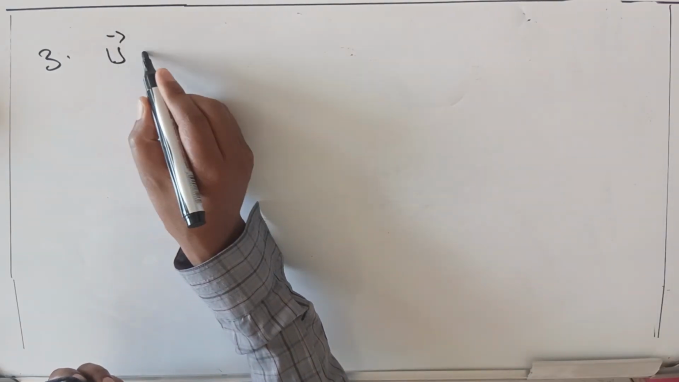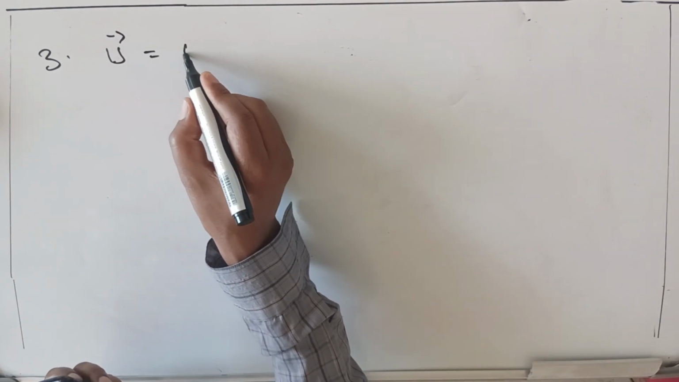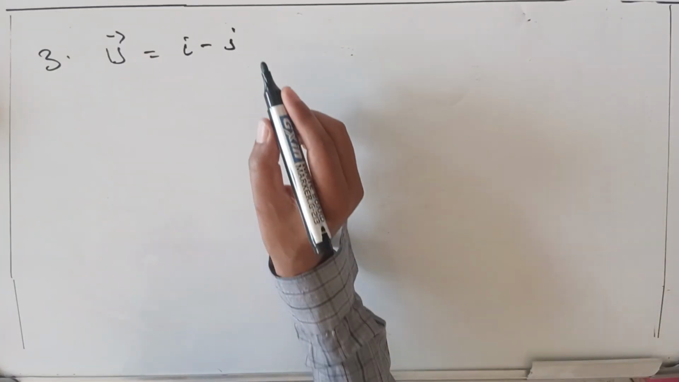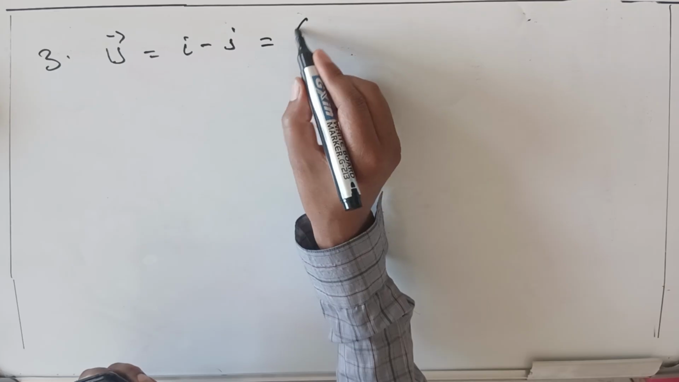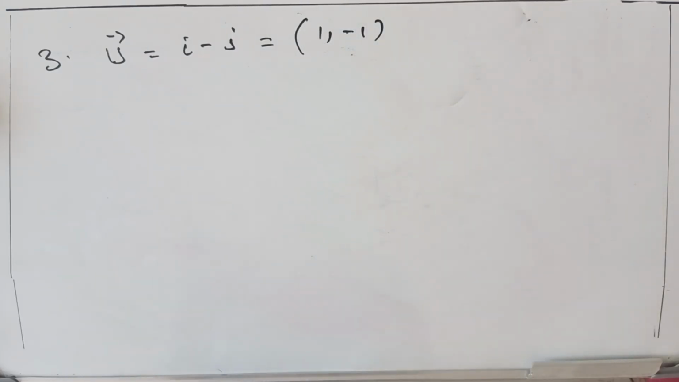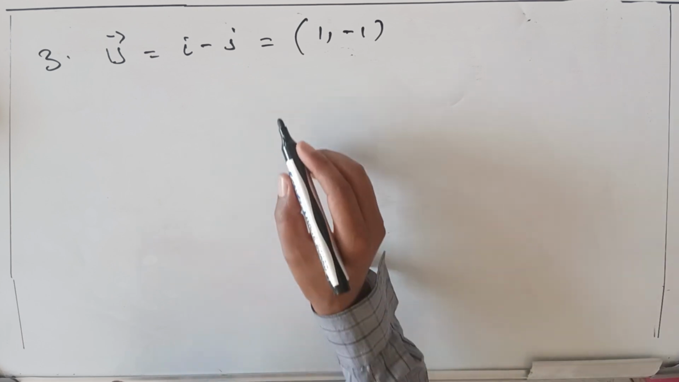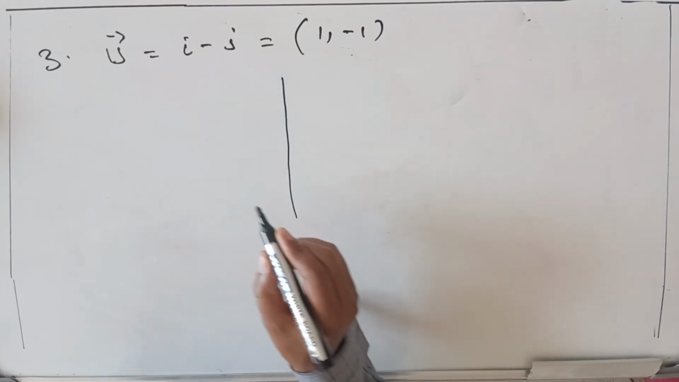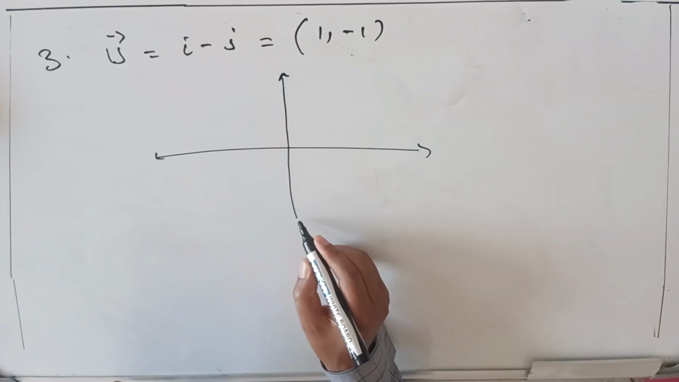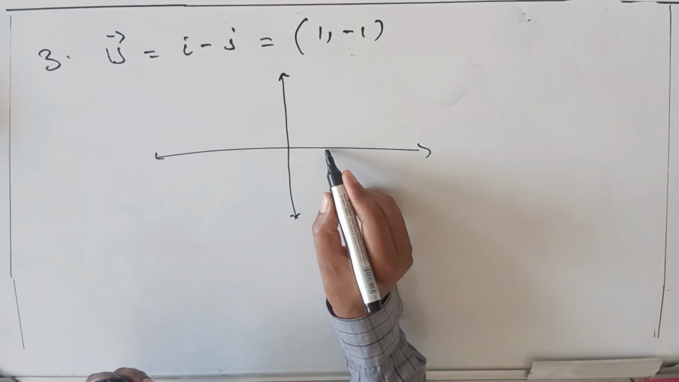Question number 3: what is the magnitude of vector U? Vector U is equal to I minus J. The magnitude of this vector: I minus J is 1, -1 in row form of vector representation. The magnitude of this vector, if it is a position vector, vector U is 1, -1.